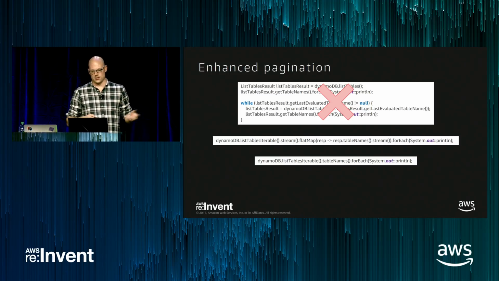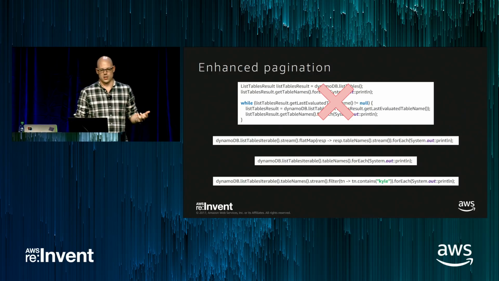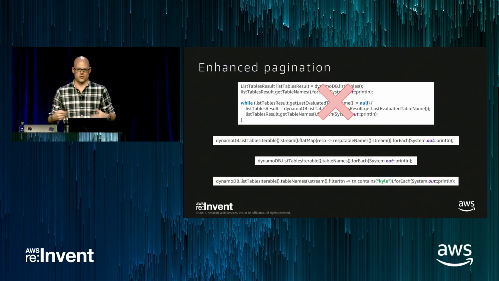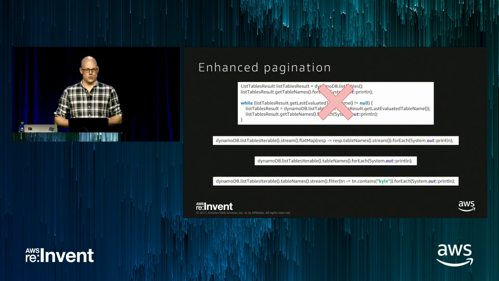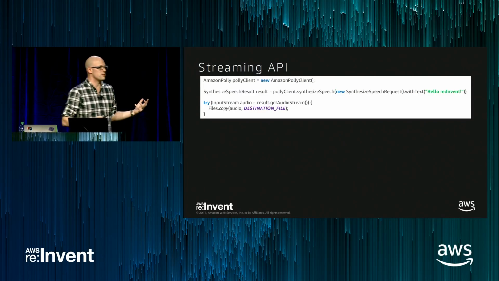And we also get a stream on that thing as well, so that was the iterator portion, we also get the ability to do a stream, so I can do complex things using the Java 8 streaming API, so filtering and all that sort of good stuff. So that's enhanced pagination in V2. Next up is the streaming API.